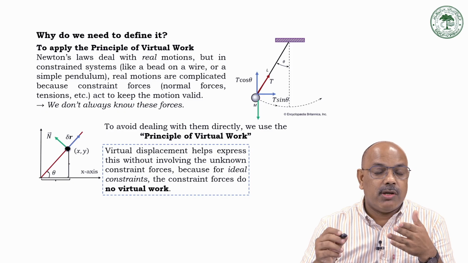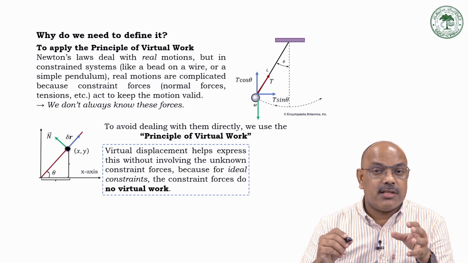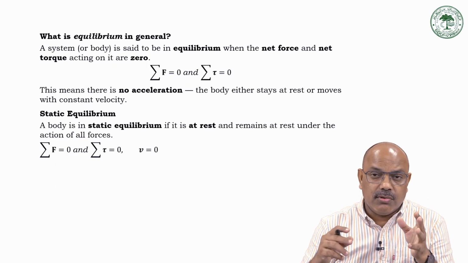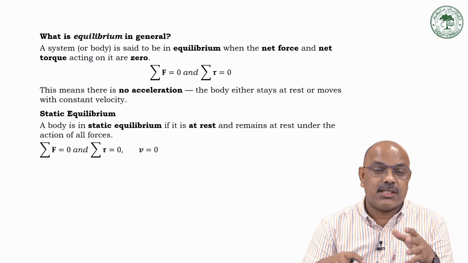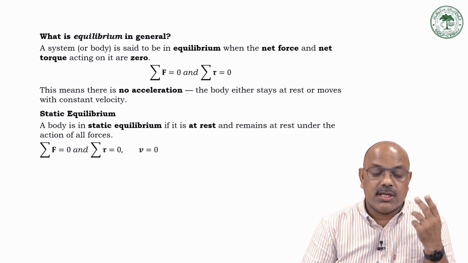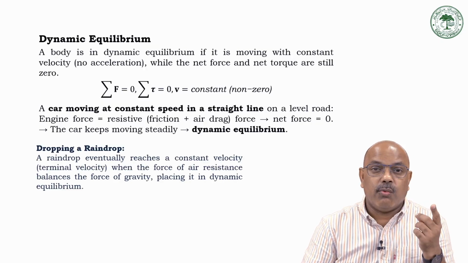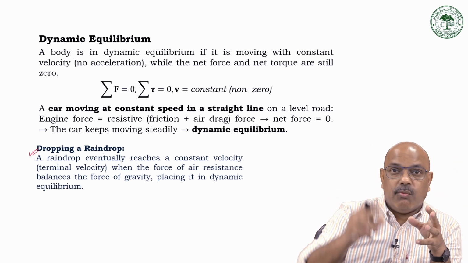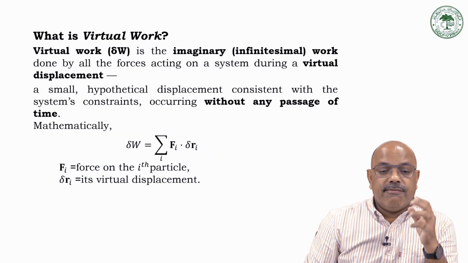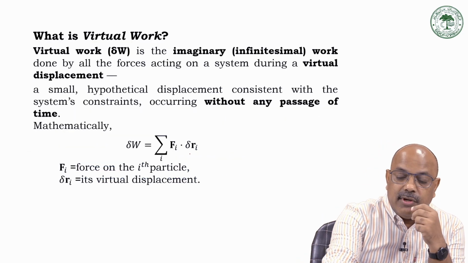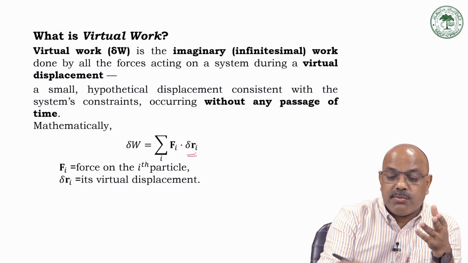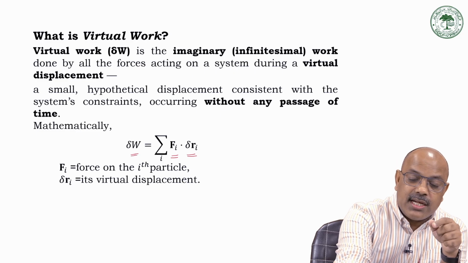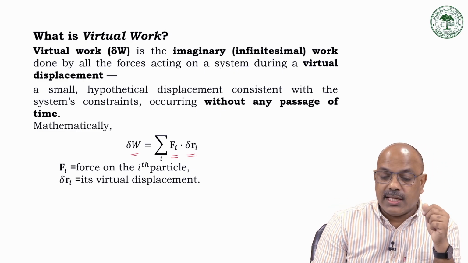And what is the principle of virtual work? That the work done by the constraint forces is always going to be 0, and we discussed certain examples about that. Before that, we discussed what the equilibrium case is, what static equilibrium is, and then what dynamic equilibrium is, and then we discussed the case of the water droplet. And then finally we discussed virtual work: if you do a virtual displacement because of some force, whatever the force is, we are not discussing it here, then the work done by that is going to be the virtual work for that case.